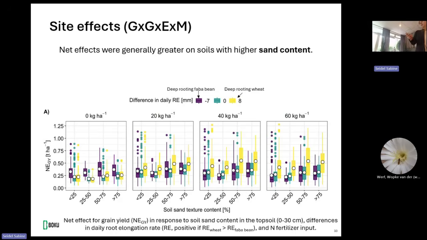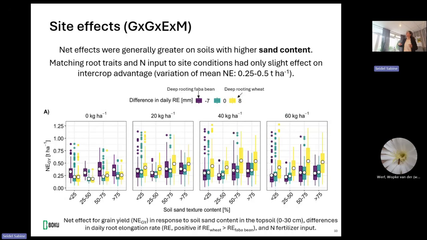Because we also talked about the E, which is of course not only weather but also soil, we also tried to find out what the effect of the environment, or the soil, is. Here you can see the soil sand content increasing, for sites with a top soil sand content below 27% up to 75%, and then again for the different N fertilization inputs, and for different root elongation differences. So here we have in purple deep rooting faba bean and in yellow deep rooting wheat.